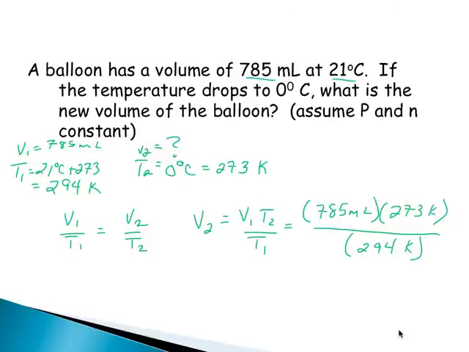On the calculator, we will get a volume of 729 milliliters. Does it make sense that my volume went down? Well, my temperature went down. Since it's directly proportional, it does make sense that my volume goes down. So temperature goes down, volume goes down, makes sense. That's Charles' law.